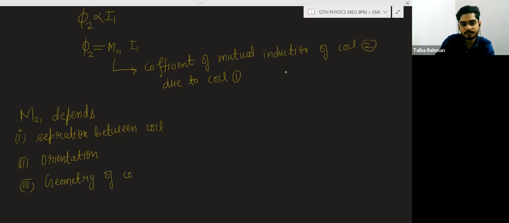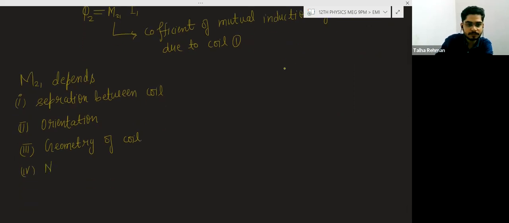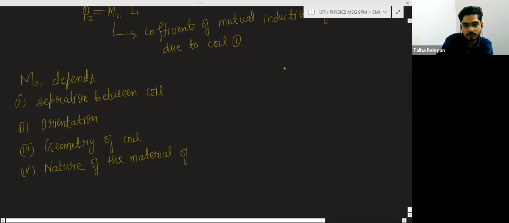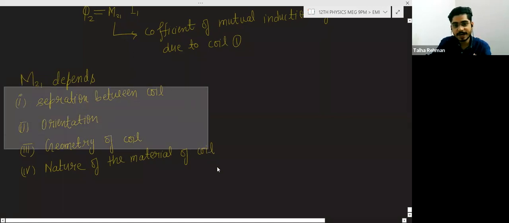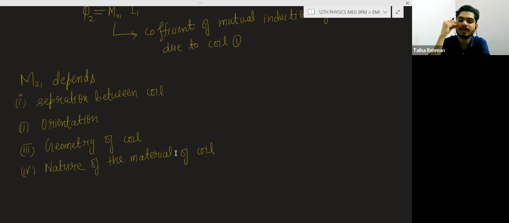Third, it depends upon the geometry of the coil. Geometry means what type of coil you have. Number fourth, the nature of the material. I am not saying these things on my own, but they are found out practically. Experimentally it is found that the coefficient of mutual induction depends upon the separation, orientation, geometry, and nature of the material of the coil. Material of the coil means which type of material the coil is made up of.